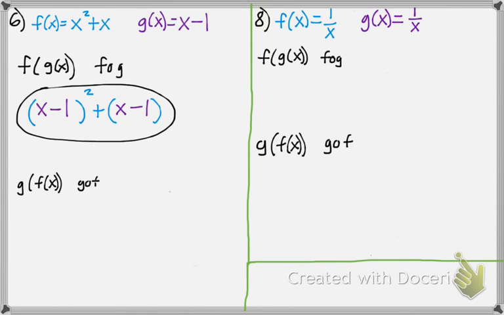For g composed with f, this is the reverse. So I want to start by writing the g function, just with open parentheses instead of the variable. And then I'm going to plug in the f function. So this will be x squared plus x, and that'll be our answer.